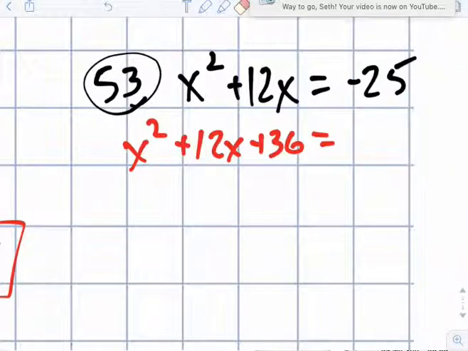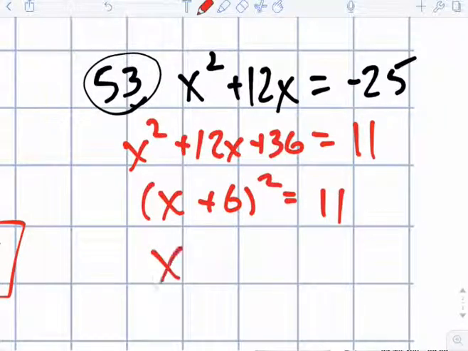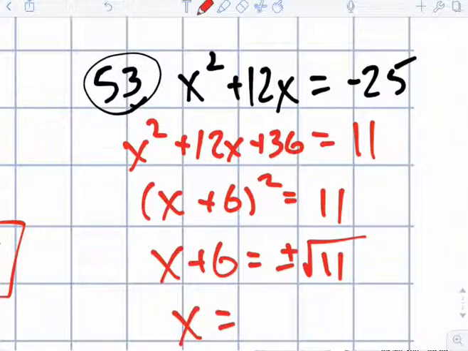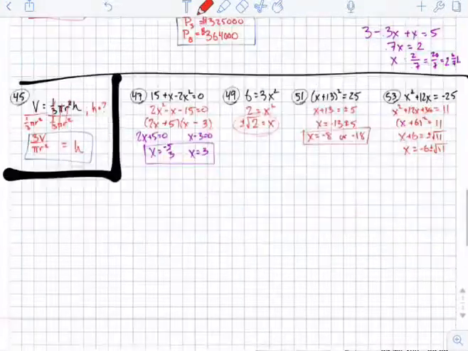Negative 25 plus 36 gives me 11. Now I can factor that as x plus 6 squared is equal to 11. x plus 6 is equal to plus or minus the square root of 11. x is equal to negative 6 plus or minus the square root of 11. You can use the quadratic formula there if you want to. Put it in standard form and then solve it out like that. All right, and then 55.